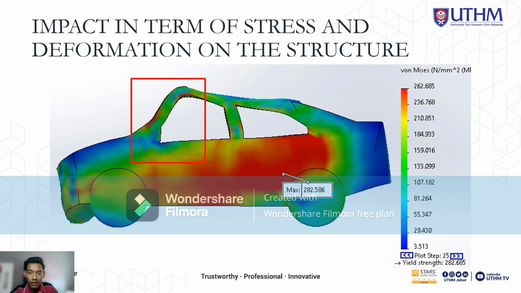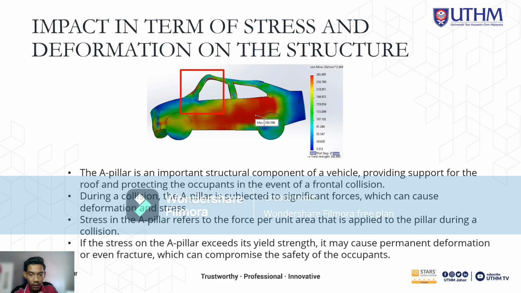The A-pillar is an important structural component of a vehicle, providing support for the roof and protecting the occupants in the event of frontal collision. During a frontal collision, the A-pillar is subjected to significant forces, which can cause deformation and stress. Deformation in the A-pillar occurs when the pillar bends or twists due to the forces applied during a collision. The amount of deformation depends on various factors such as speed, the impact angle, and the stiffness of the material.